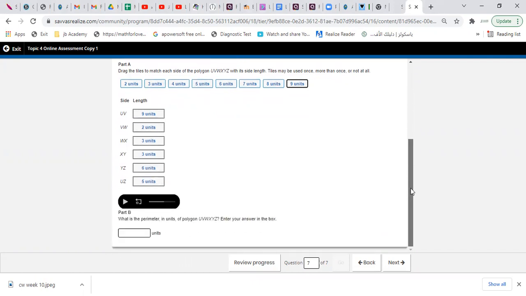Now part B, what's the perimeter in units of the polygon? We need to add all of these. 9 plus 2, 11, plus 3, 14, plus 3, 17, plus 6, 23, plus 5, 28. So the answer is 28.